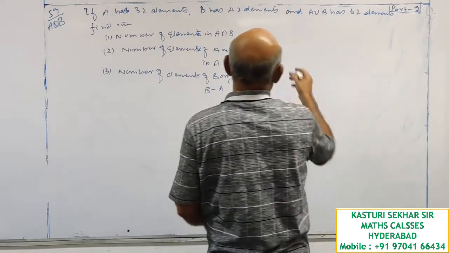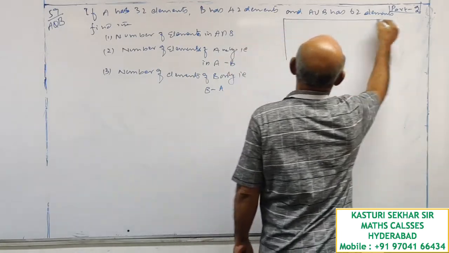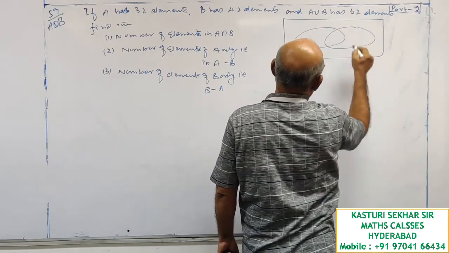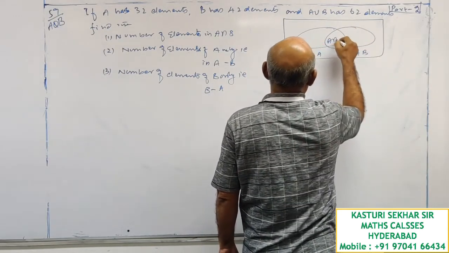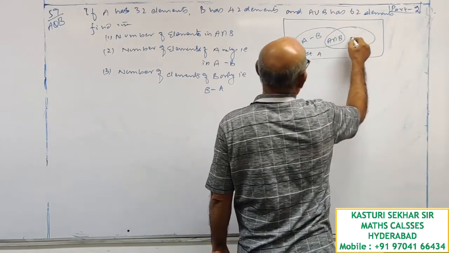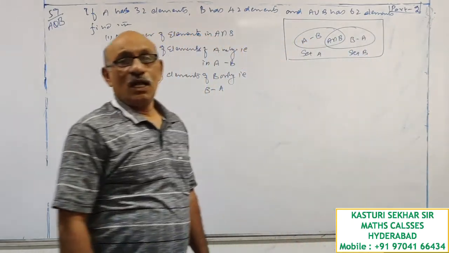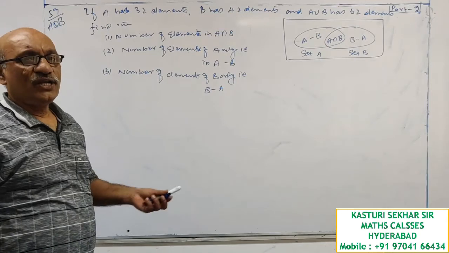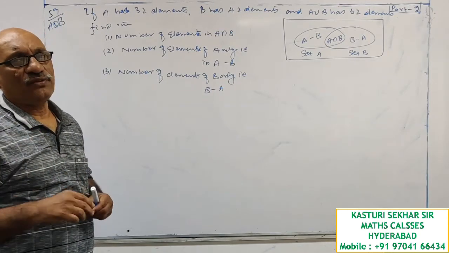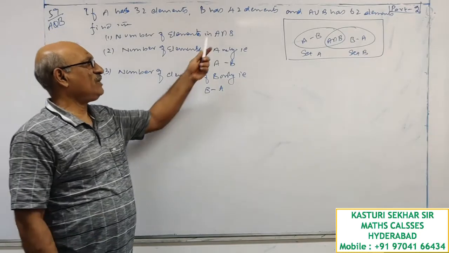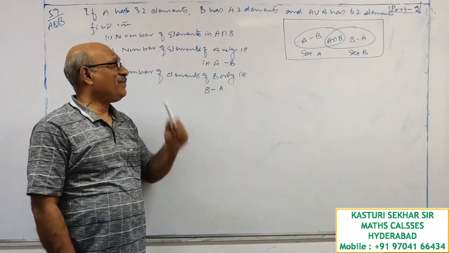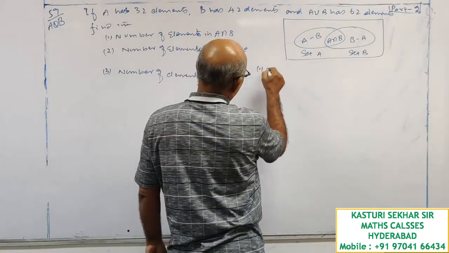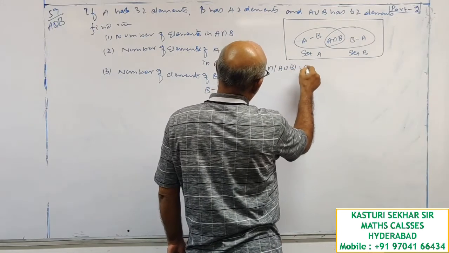Let us see the Venn diagram, sir. This is set A, this is set B, this is A intersection B, A minus B, B minus A. So for a Venn diagram of two sets, generally or frequently 3 questions they may ask. First one is elements which are common in A and B, elements which are in A only, elements which are in B only. Let us see the first one, number of elements of A union B.